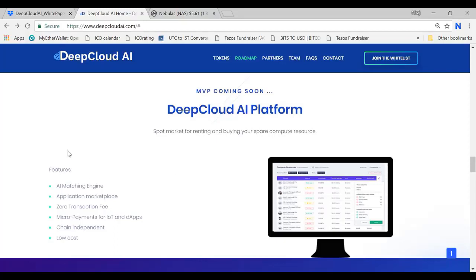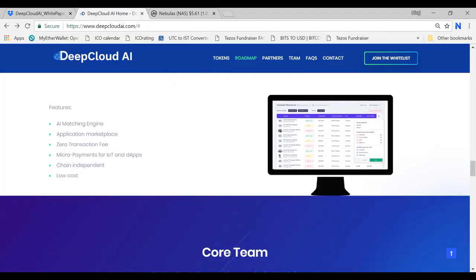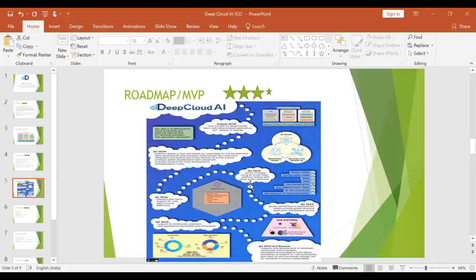The features they have included are an AI matching engine, an application marketplace like I've mentioned already, zero transaction fees, micropayments for IoT and dApps, and low cost. So this MVP will be released soon. And if you look at this slide, you can quickly see their roadmap and their plans. This picture can be found on their Telegram announcement channel as well.